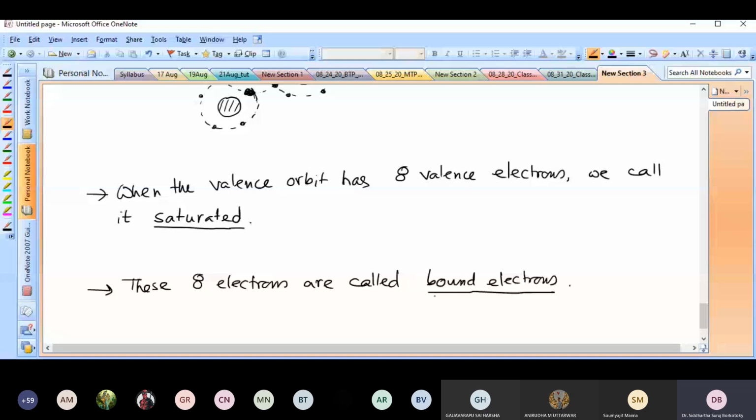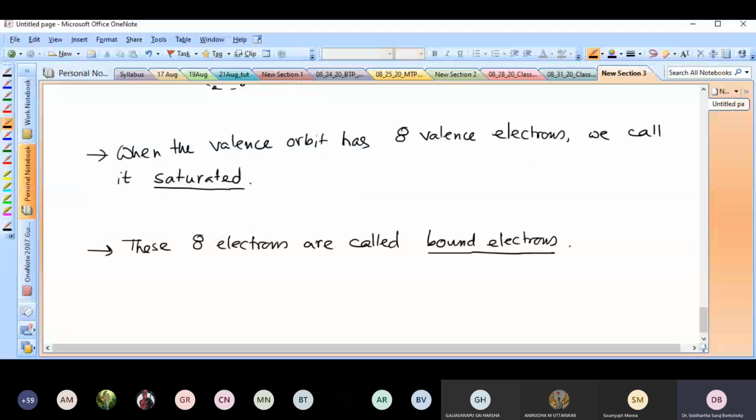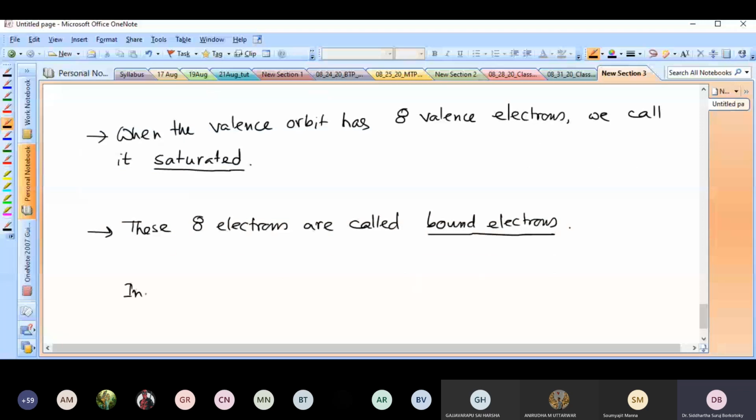So this is a saturated valence orbital structure. So when you have that, the material acts as almost a perfect insulator. So in this state, the silicon crystal acts almost as a perfect insulator.